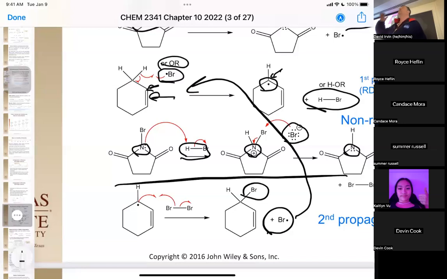The allylic radical is there first, and the allylic radical is more reactive than the double bond. Therefore, we get the bromine at the allylic position. Questions on that?